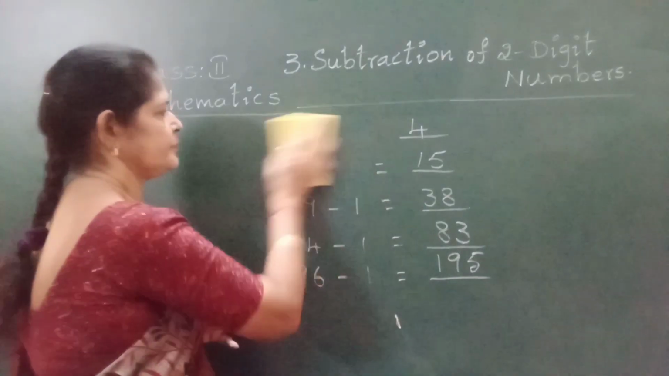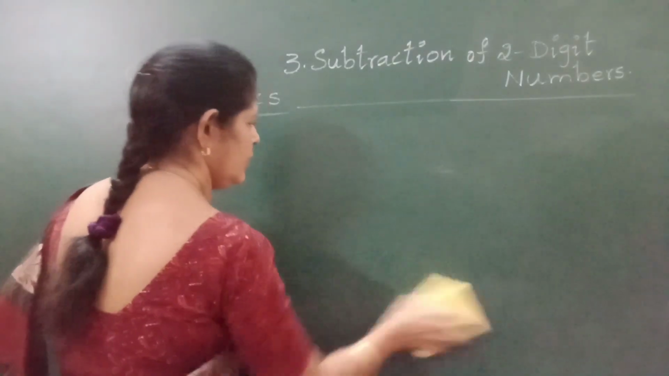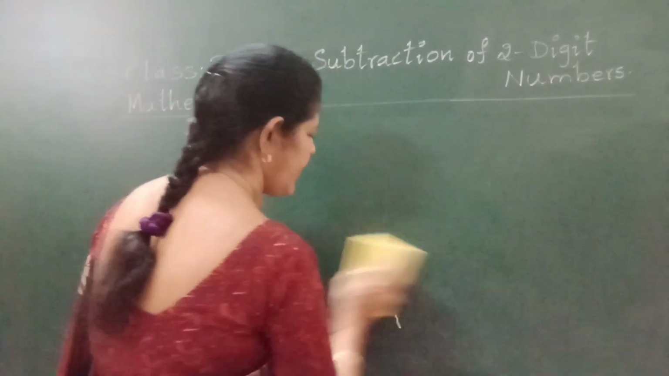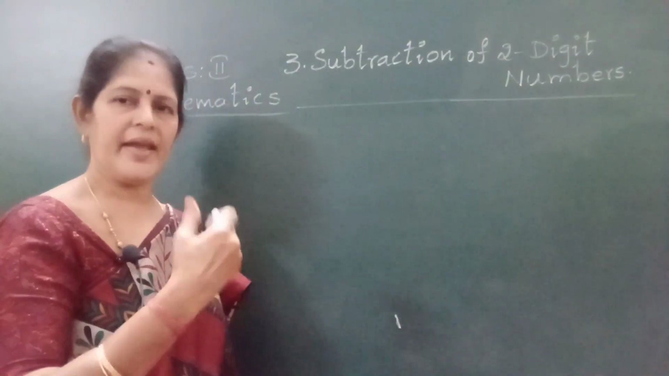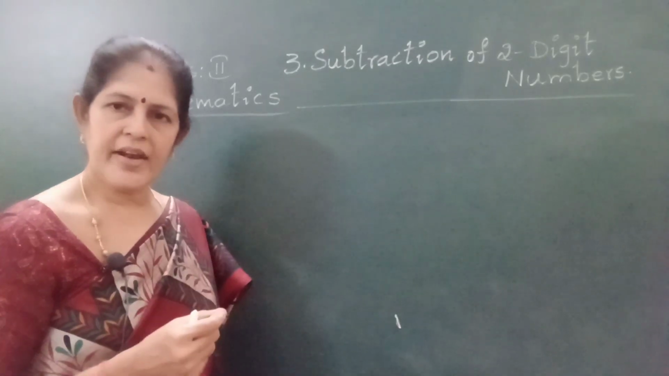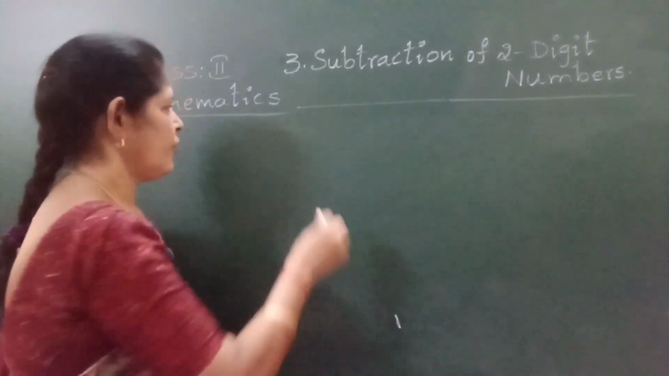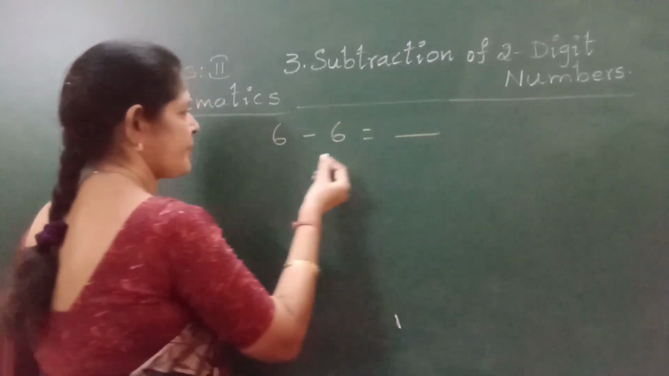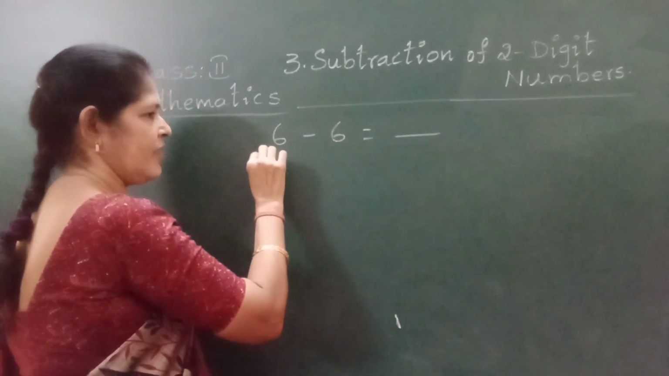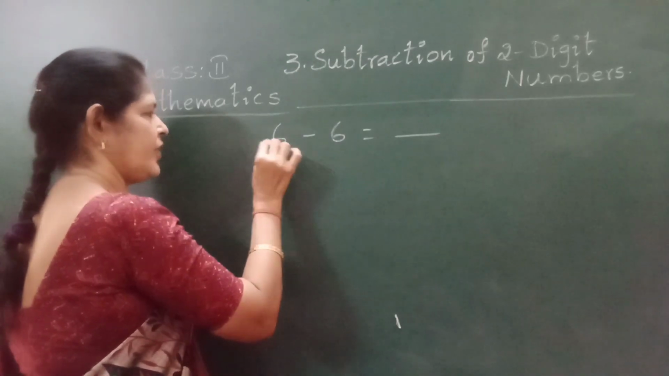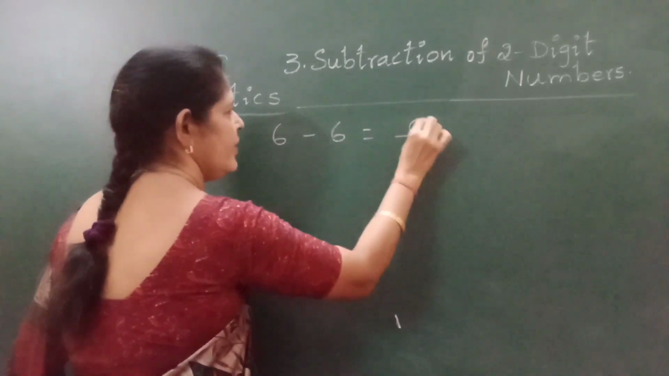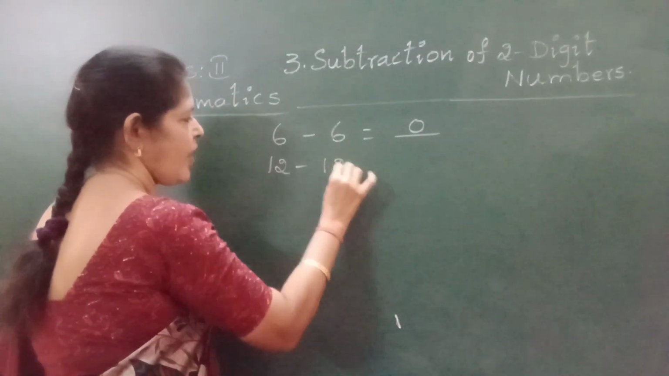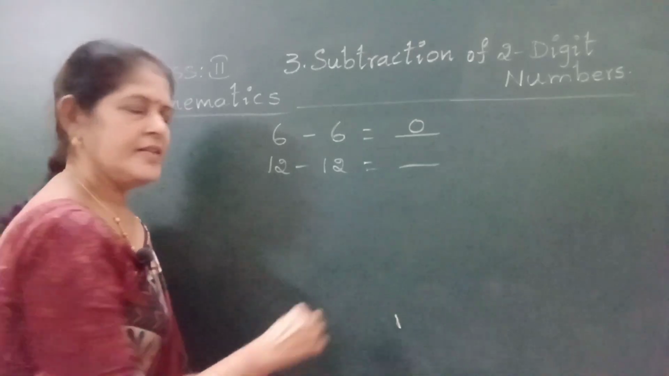Next, third one. We subtract a number from itself. That means we subtract number minus the same number. The difference is 0. Very good. Let us see. 6 minus 6. We subtract a number from itself. Number minus same number. Answer is 0. 12 minus 12. What is the difference? 0.